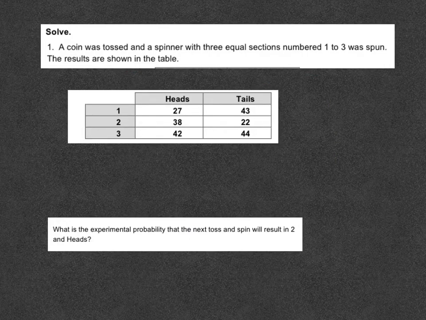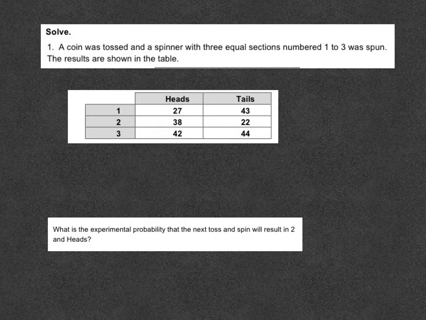The first question says a coin was tossed and a spinner with 3 equal sections that are labeled 1 through 3 was spun. The results are shown in this table. This first column is heads when you get a 1, a 2, or a 3. The second column is tails when they get a 1, a 2, or a 3. Below is the question we need to try and find. What is the experimental probability that the next toss and spin will result in a 2 and heads?